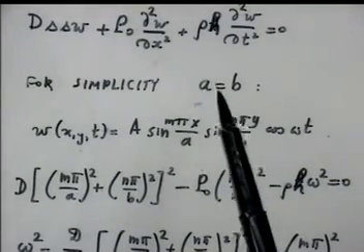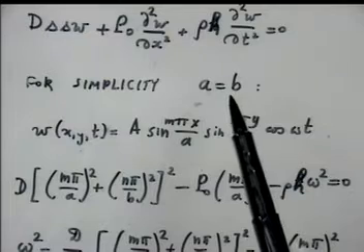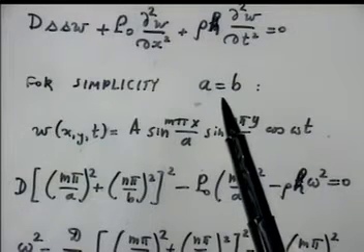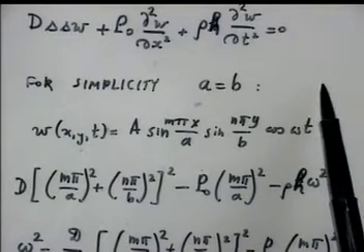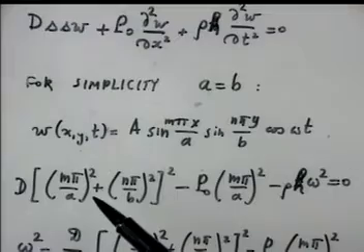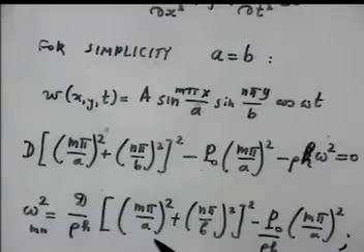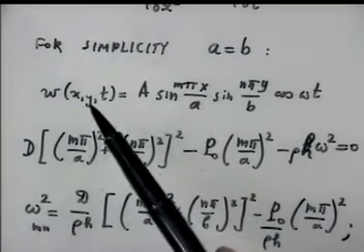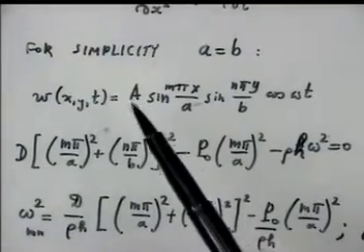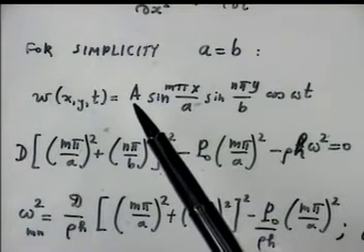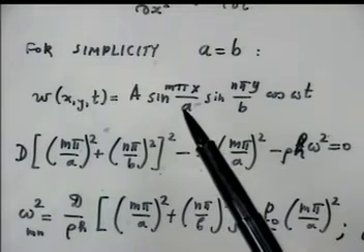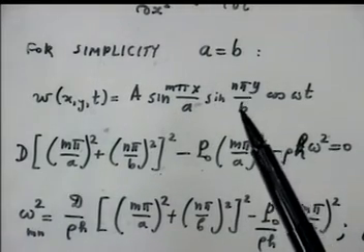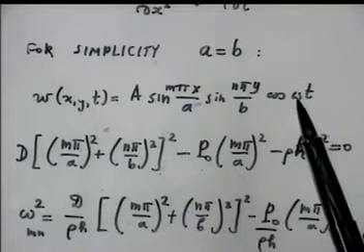Now, for simplicity, we will put A equals B. That means that this is a square plate. You can write down square plate. Later we will see, and now I will still carry B as I see here. So w(x,y,t) is then, we are looking for capital A, which is an amplitude or magnitude, times sine m pi x over a, sine n pi y over b, cosine omega t.